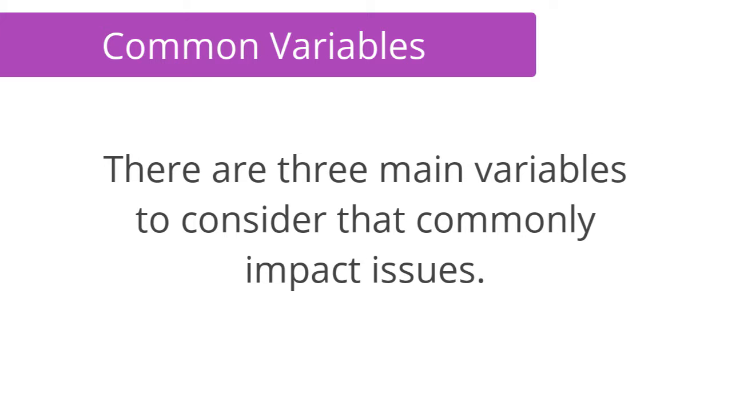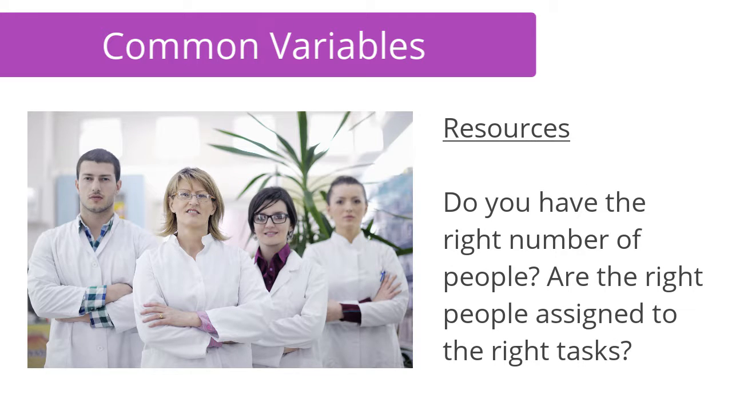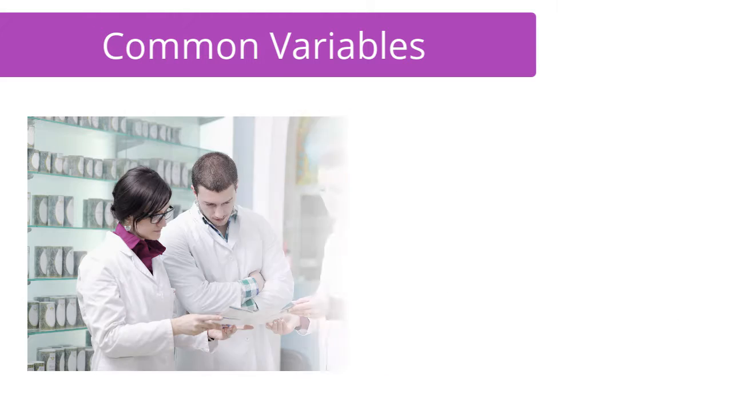1. Common variables that may produce an issue. There are 3 main variables to consider that commonly impact issues, including resources. Consider the number of people assigned to the project against the expected number of hours and timeline. Do you have the right number of people? Secondly, consider if you have the right type of people assigned for the task.